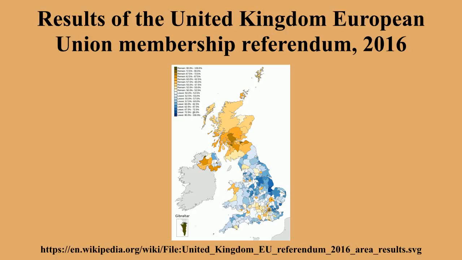Most evenly divided areas. The narrowest margin of victory for any of the 382 voting areas in the United Kingdom was the Scottish Council of Moray, which voted by just 122 votes, a 0.25% margin in favour of Remain.